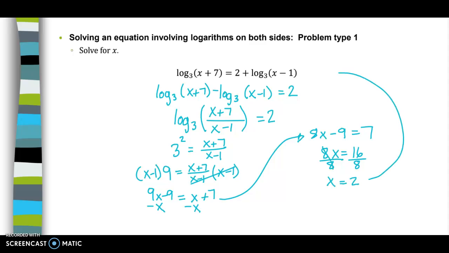Now always check. Log base 3 of 2 plus 7. Okay, that's going to give me a positive number. That's okay. 2 minus 1. Okay, that's going to give me a positive number. So that is a valid solution for my equation. And that is how we solve equations with logs.